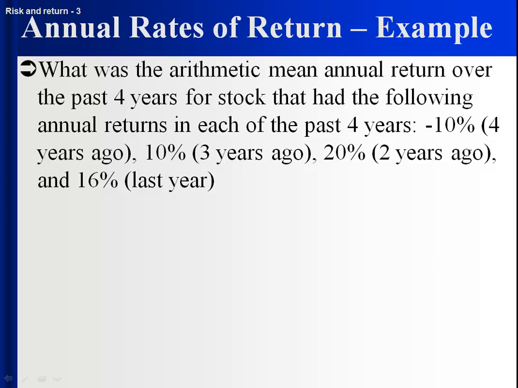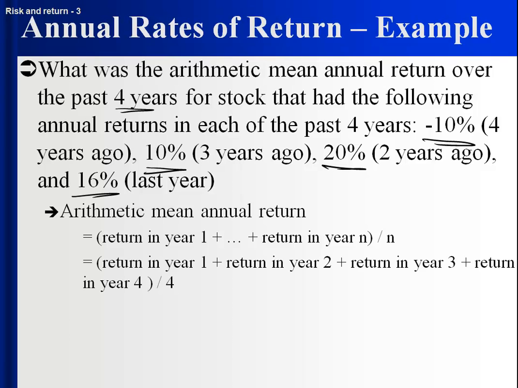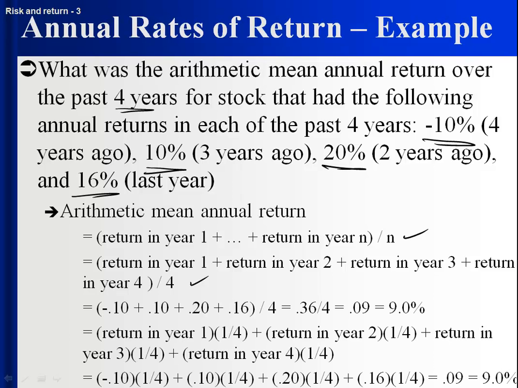So let's take a look at an example. We have looked at the past 4 years. We had returns of -10, 10, 20, and 16%. So the arithmetic mean, you could just add them all up and divide by 4. In this case, you add all 4 and divide by 4. Here's the general expression. Here's the specific case where we have 4 returns. So you add them all up, and you can see the 10 and the -10 would cancel out. 0.2 plus 0.16 gets you to 0.36 divided by 4. The average is 9%.